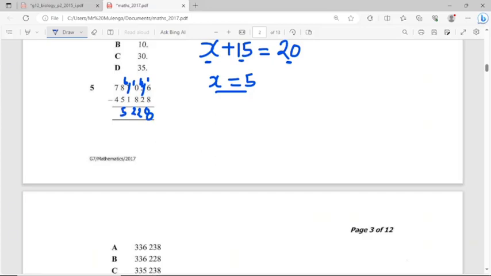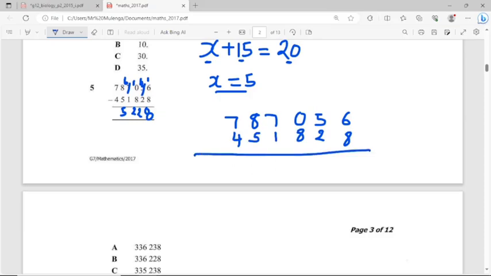Anyway, let me just write the question here. We have 7, 8, 7, 0, 5, 6. Then here you have 8, 2, 8, 1, 5, 4. Okay, this is what we are answering.